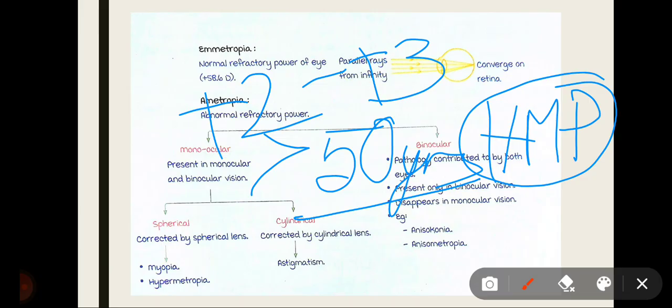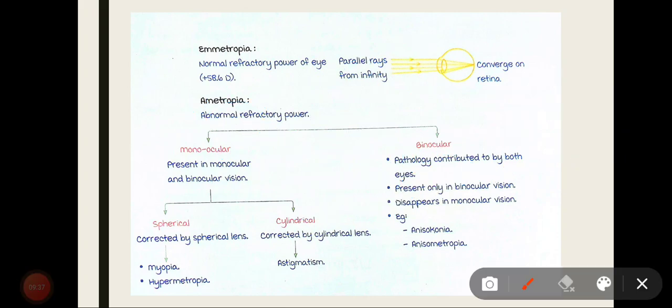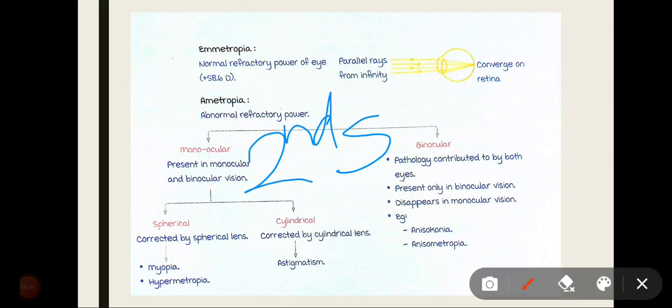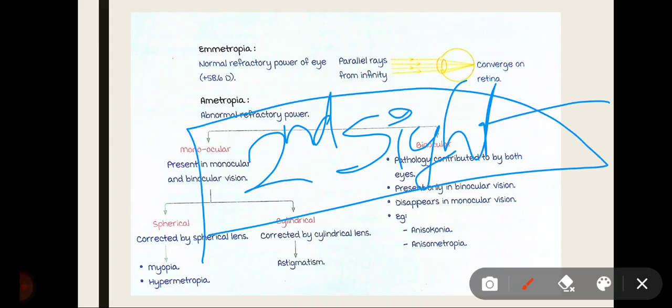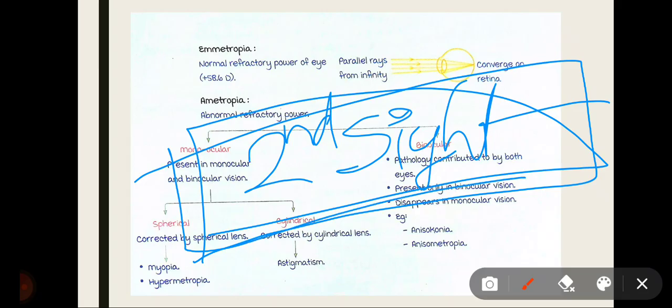In such patients, near vision improves, and so they may not need glasses for the near vision. This situation is called second sight. So what is second sight? You can keep the answer now.